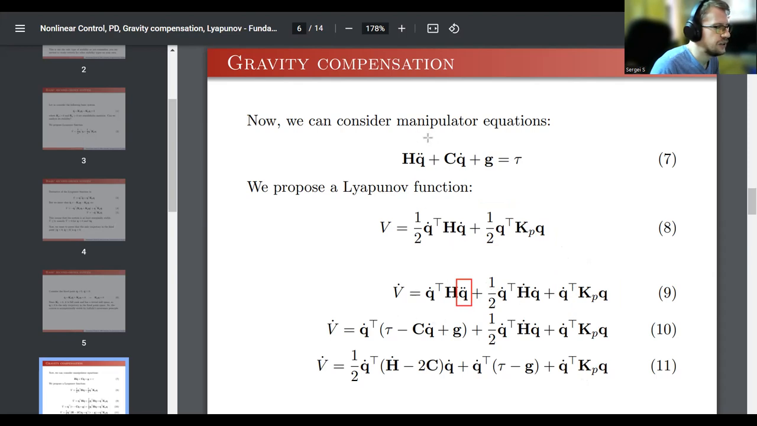Cool. Now we know again, as before, what q double dot is. Not even that. We can do one better. We know what H q double dot is. So H q double dot is tau minus C q dot minus g. Oh, by the way, there is a mistake here. This is a minus sign here. It is corrected downwards somewhere. Yeah, here it is corrected. But yeah, there's a minus sign here. Okay. So this is what we get.